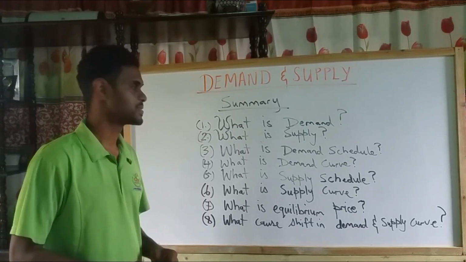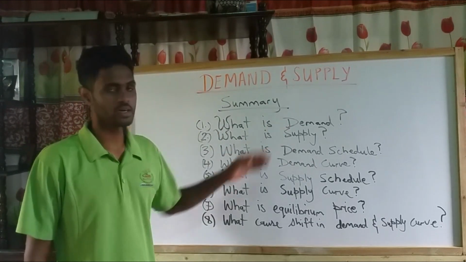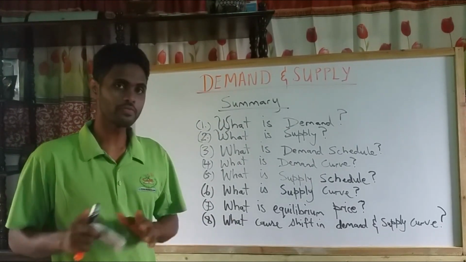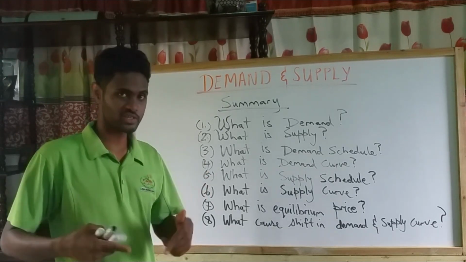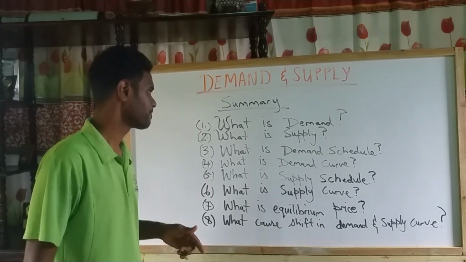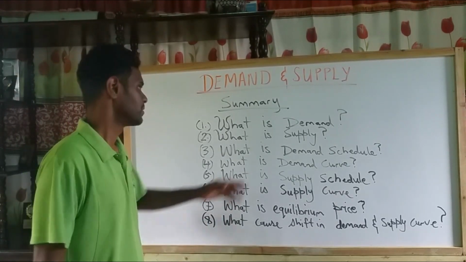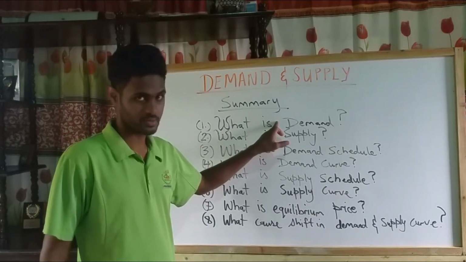The summary of the lesson. Alright, number one, what is demand? Now, demand is the amount of goods that consumers will buy according to price change, over a period of time. Now, remember that demand speaks about the buyer.